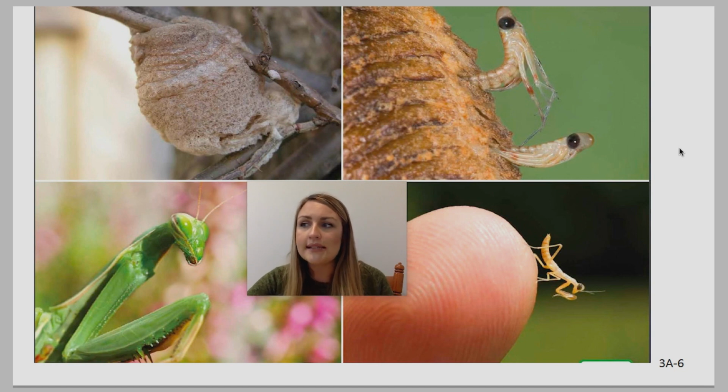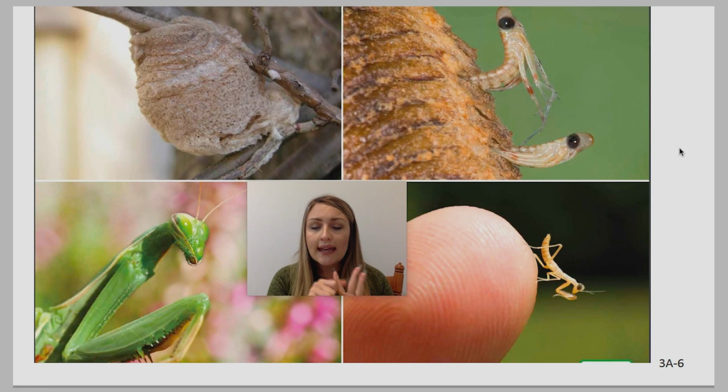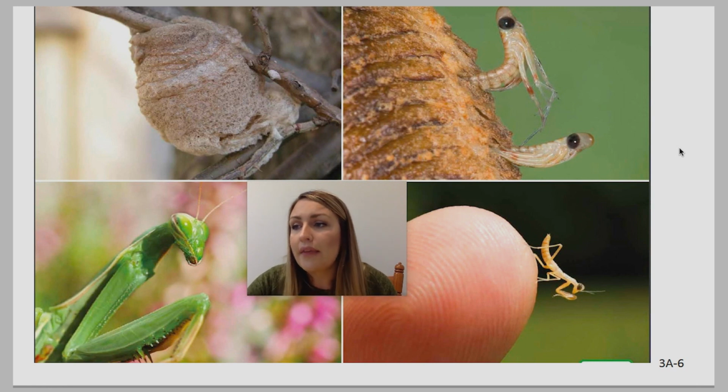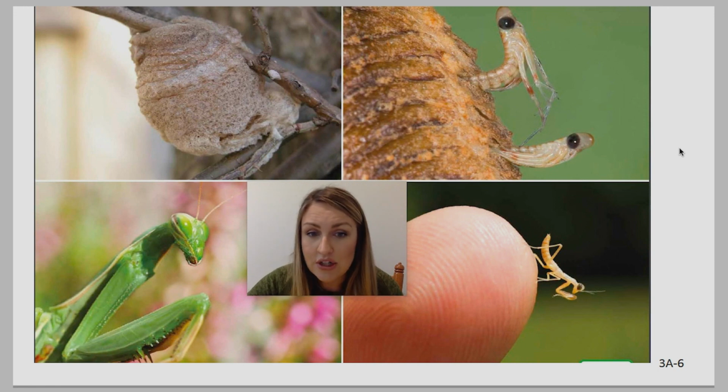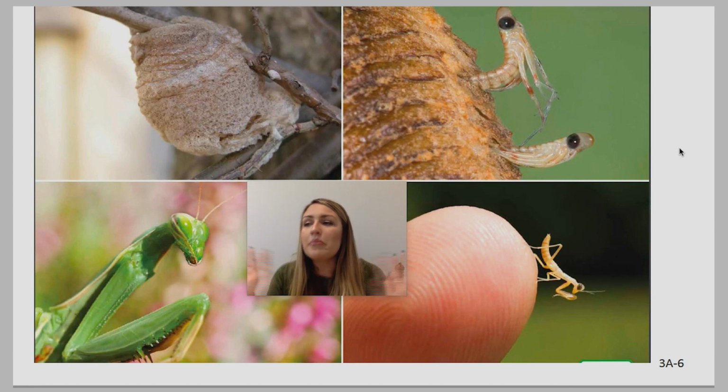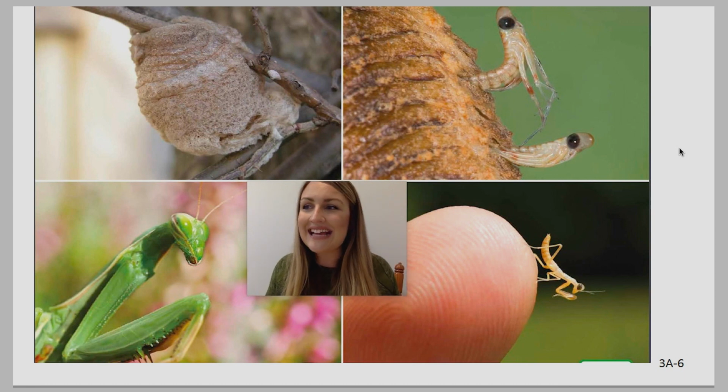A praying mantis goes through 3 life stages. Okay, so they start with an egg and then they develop into something called a nymph, and then they go to an adult. In the autumn, the female mantis lays as many as 400 eggs inside an egg case attached to a plant. The tiny praying mantis babies emerge from the egg case.